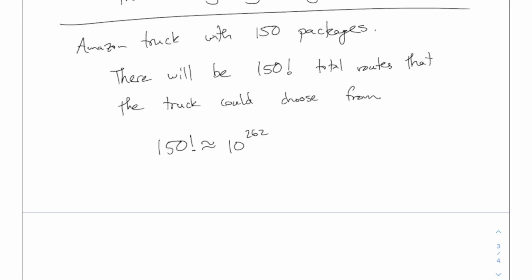And so every day, it's not really the driver who makes the call, but somebody at the great Amazon corporation has to choose one of those routes out of this enormous, unimaginably large number. All right, that's how many Hamilton circuits there are. These many total routes that the truck could choose from, and we want to find the best one.